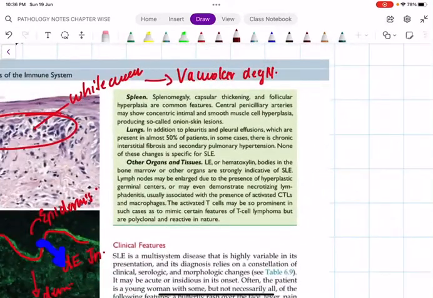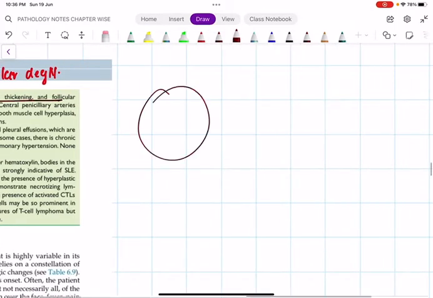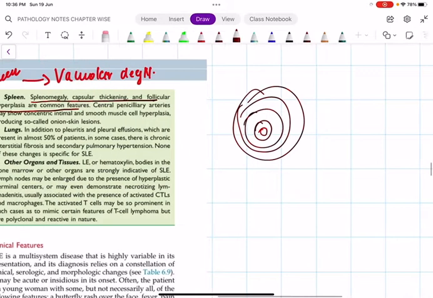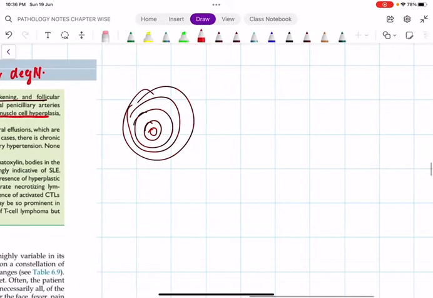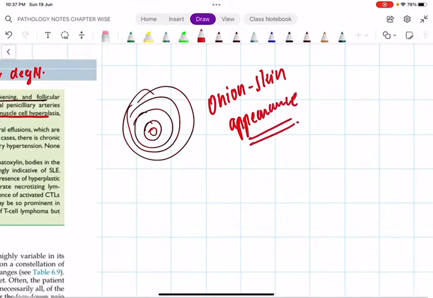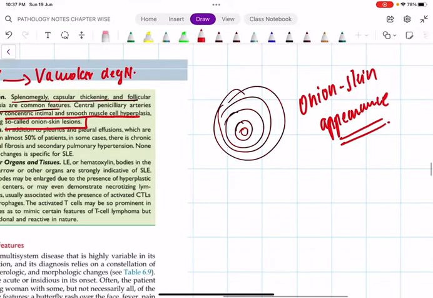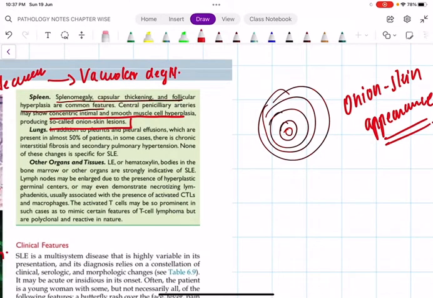Then coming to the spleen. In spleen, there will be splenomegaly, capsular thickening, follicular hyperplasia. That means the follicles will be hyperplastic. And remember the arteries, that is the central penicillary arteries. The central penicillary arteries of the spleen will show some concentric intimal and smooth muscle cell hyperplasia. This is what we call onion skin appearance, because it looks like an onion skin. They will have concentric smooth muscle and intimal cell hyperplasia. We call it onion skin lesions.